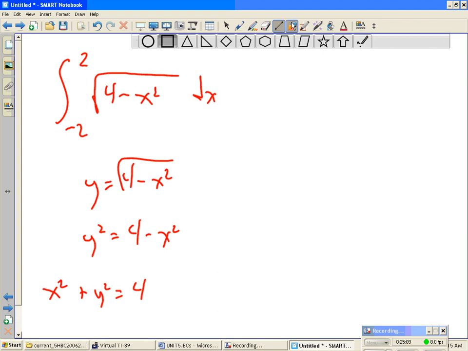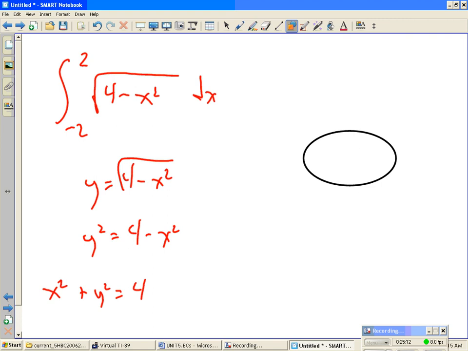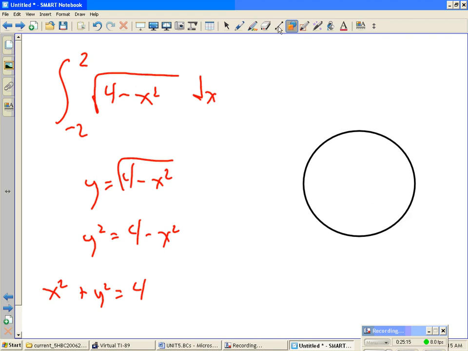Well, wait, let me get the circle in place first. Here's my circle, and here's my axes. I'll start in the middle. Okay? So there's the origin right there. There's the x-axis, there's the y-axis. And then what is this x-intercept? Where does it hit the x-axis? At 2, right? Because this is r squared, so that's 2.